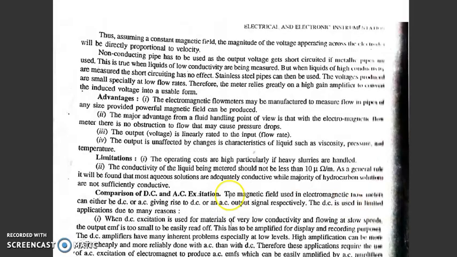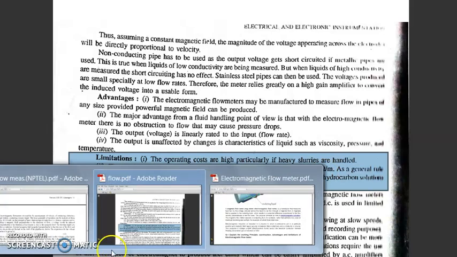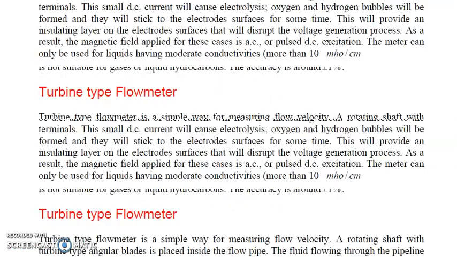The formula we have already discussed. What are the limitations? The limitations are that the operating costs are high, particularly if heavy slurries are handled. The second is that the conductivity of the liquid being metered should not be less than 10 micro ohm per meter. So this is one restriction. And one more restriction we should discuss.